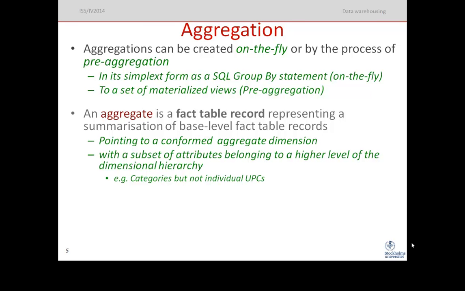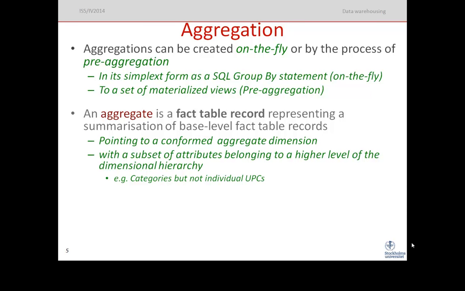The use of pre-stored summaries, aggregates, is the single most effective tool the data warehouse designer has to control performance. An aggregate is a fact table record representing a summarization of base level fact table records. An aggregate fact table record is always associated with one or more aggregate dimension records.